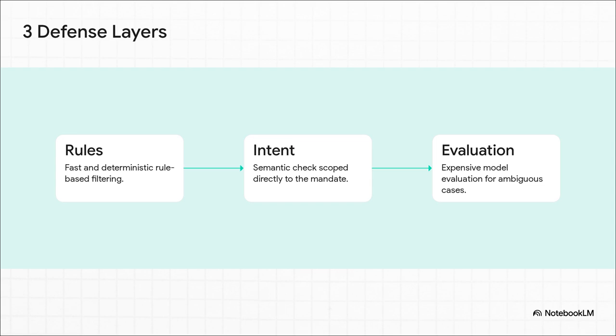This is super cheap, incredibly fast, and deterministic. It catches the obvious stuff: blacklisted categories, or an AI that's glitching out in an infinite transaction loop. Layer 2 is intent matching. This is semantic and scoped right back to that mandate we talked about. And finally, if things are ambiguous and somehow slip through, it triggers layer 3, model evaluation. This is computationally expensive, sure, but a secondary, independent AI acts as a judge. It looks at the full context of the mandate versus the budget to decide if the payment is reasonable or if it's an adversarial attack.